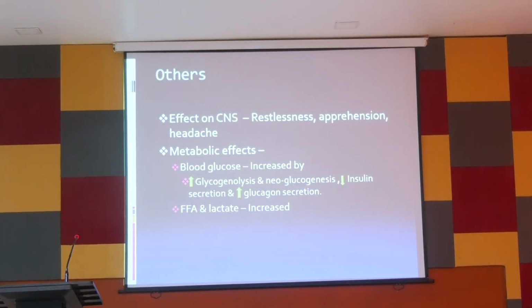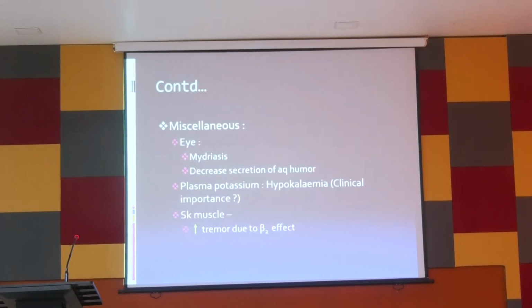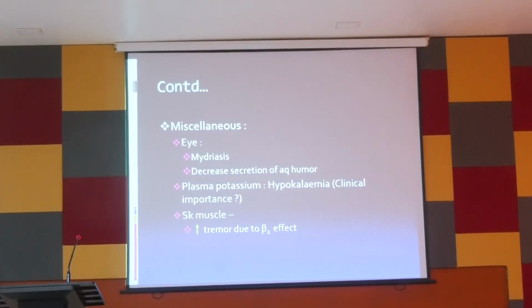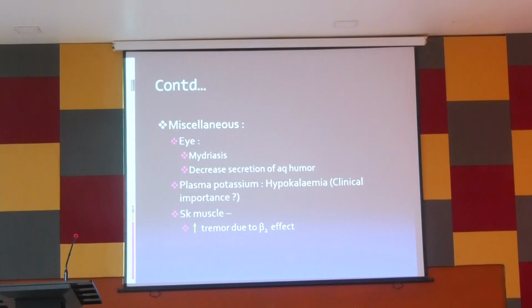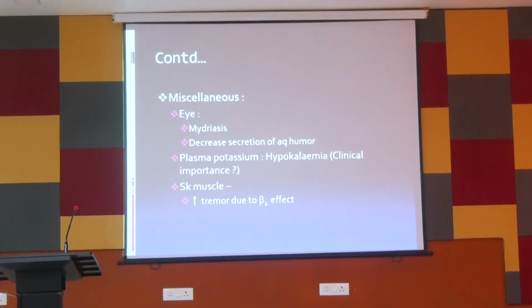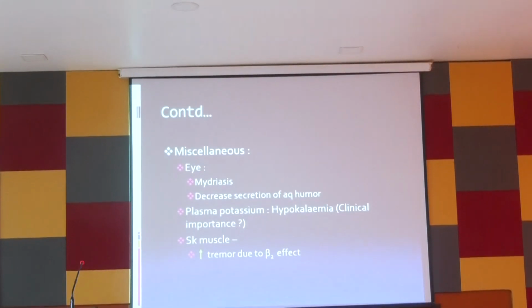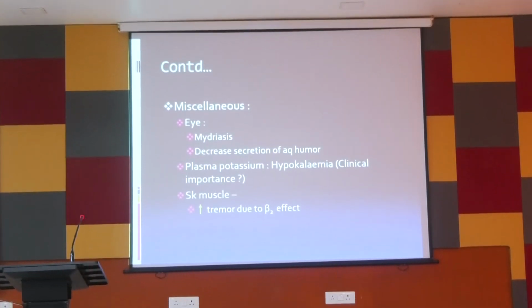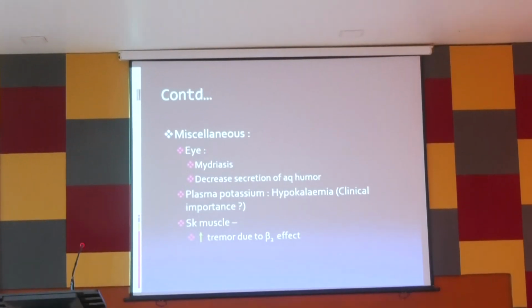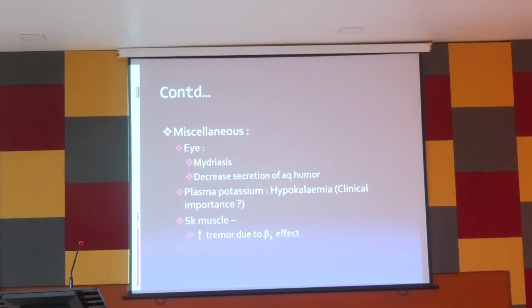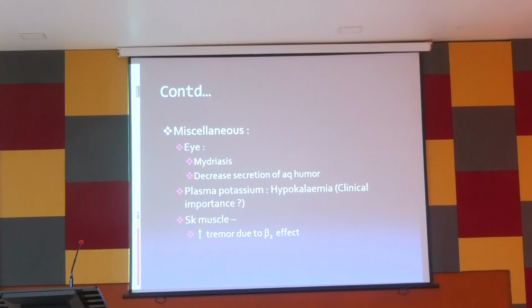So these are the main actions of adrenaline, and apart from this some other actions are there. That is on eye. On eye, it will decrease the production of the aqueous humor, and it is due to the action on the alpha 1 stimulation. It will cause vasoconstriction and thereby decrease the formation of aqueous humor. তাহলে এটা কোথায় কাজে লাগবে? গ্লকোমা, for the management of glaucoma.